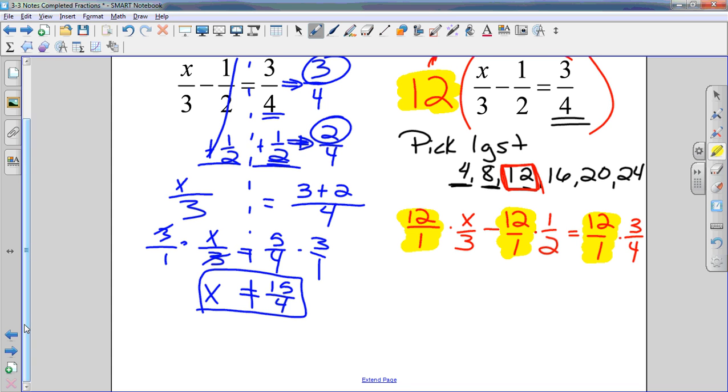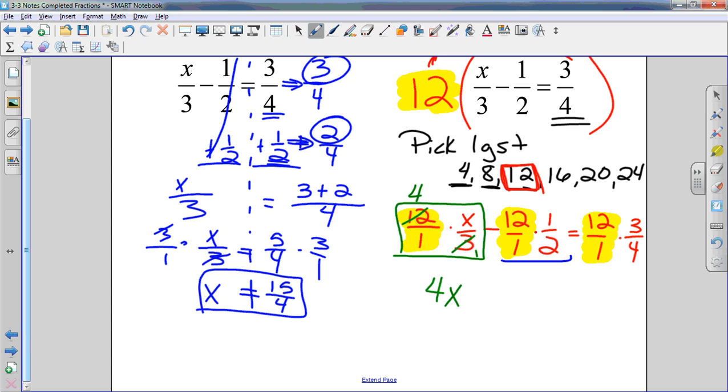So now, I'm going to box in my terms, and I'm going to cross reduce. What happens when I cross reduce? These don't just cancel out, but when I cross reduce, what's 12 divided by 3? So what am I left with? 4. Because 3 divided by 3 is just 1.